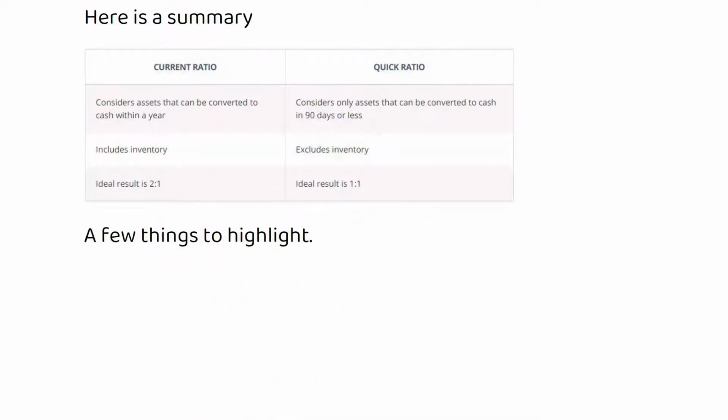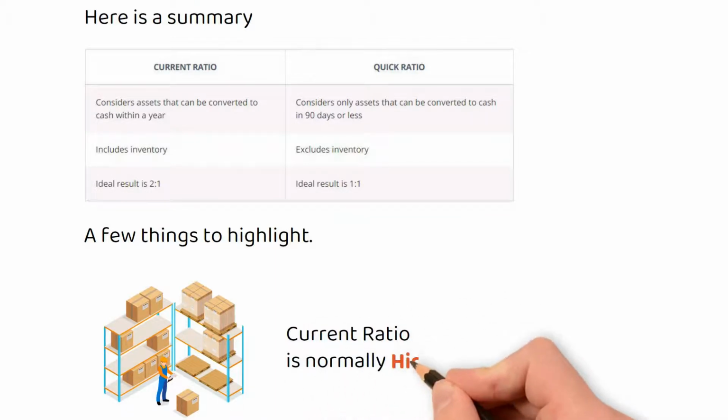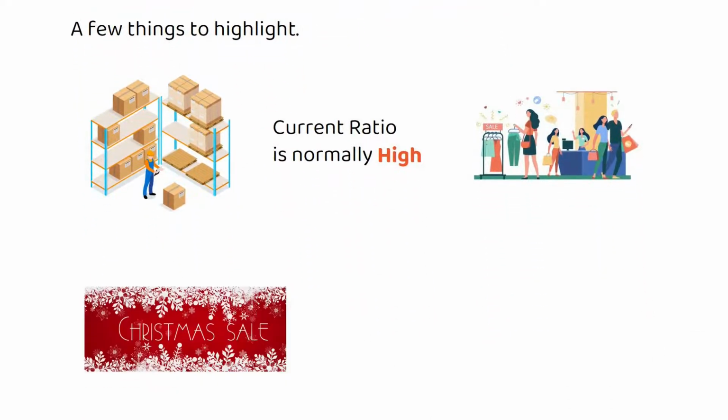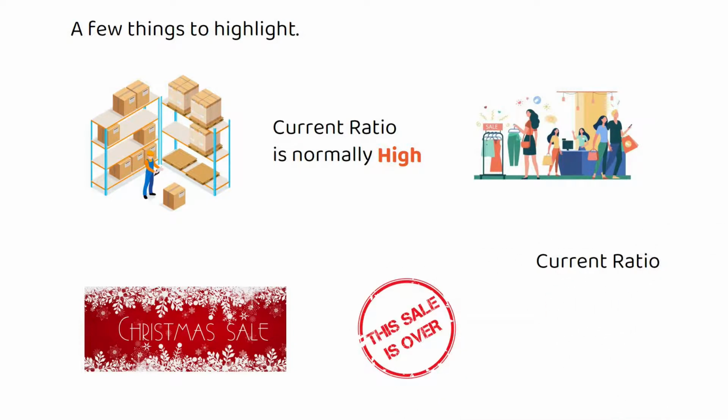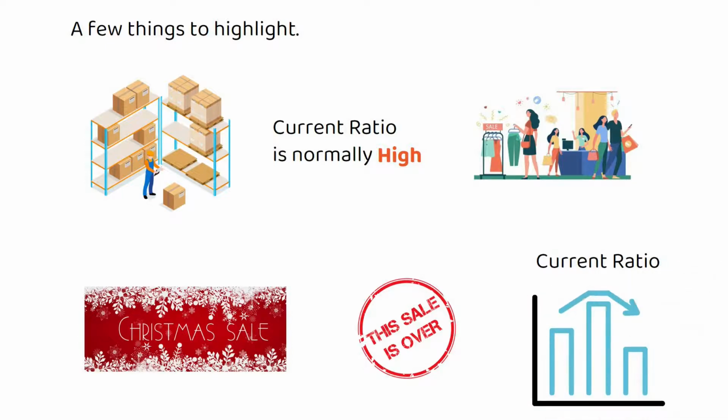Since the current ratio includes inventory, it will be high for companies that are heavily involved in selling inventory. For example, in the retail industry, a store might stock up on merchandise leading up to the holidays, boosting its current ratio. However, when the season is over, the current ratio would come down substantially. As a result, the current ratio would fluctuate throughout the year for retailers and similar types of companies.